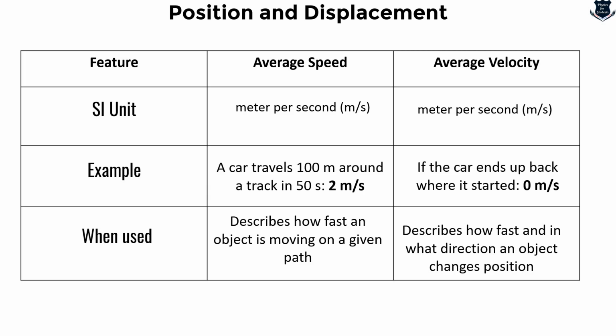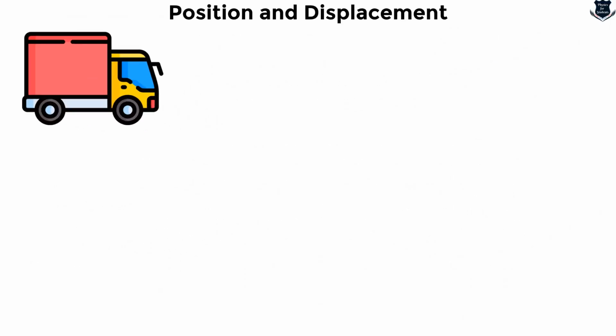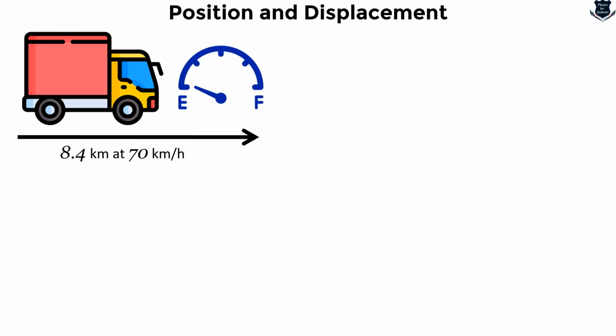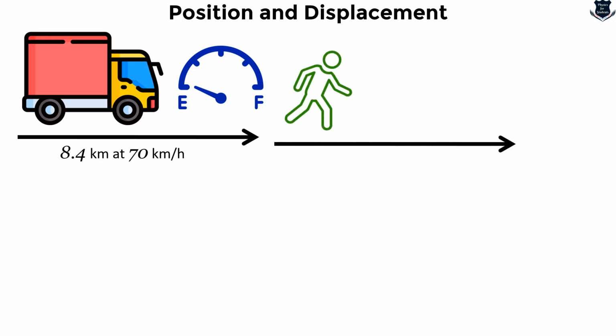Now I would like to show all these things with a few more examples, so that they become much clearer. Suppose you drive a truck along a straight road, moving at 70 kilometers per hour for 8.4 kilometers, and suddenly at some point your fuel runs out and the car stops. So what will you do? You get out of the car, and then you walk for 30 minutes. You walk another 2 kilometers until you find another gasoline station.